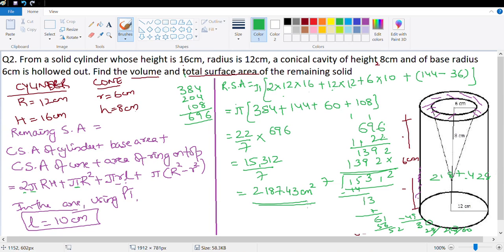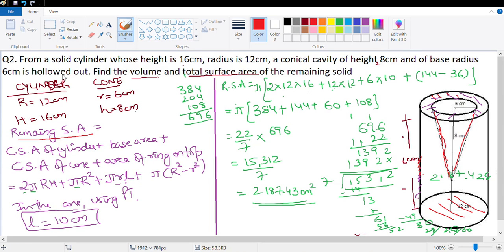2187.43 centimeter square. Again, I hope you realize the multiplication is a longer thing. The most important part of this question is to figure out what is the remaining surface area. So we have the curved surface area of the cylinder, the area of the base of the cylinder, the curved surface area which is formed in the cavity, which is basically the curved surface area of the cone, and the area of the ring formed here.